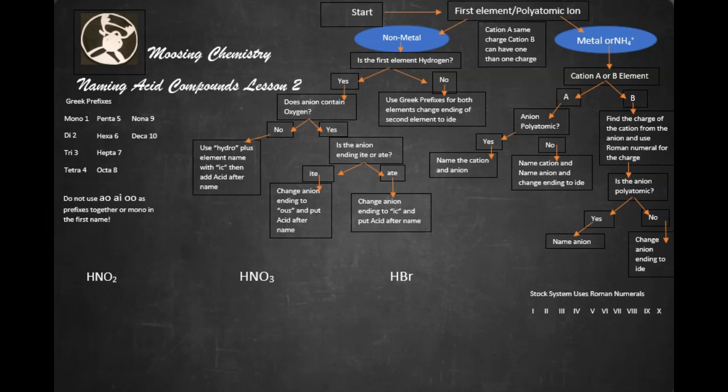Okay, in this lesson, we're going to learn to name some more types of acids, okay? So let's look at our acids. We got HNO2, HNO3, and HBr. If you notice, they all have something in common. They have H in front of them. So that is a clear indicator that these are acids, okay? So when you see H in front of a compound, you're most likely dealing with an acid.